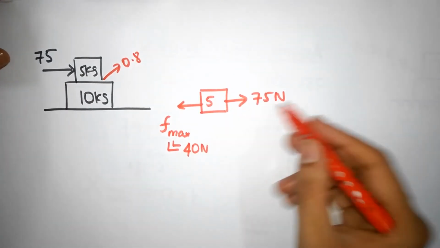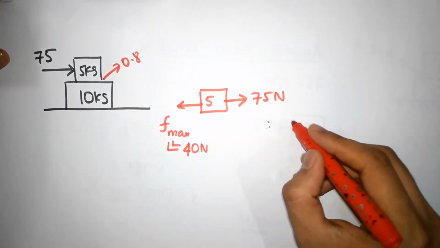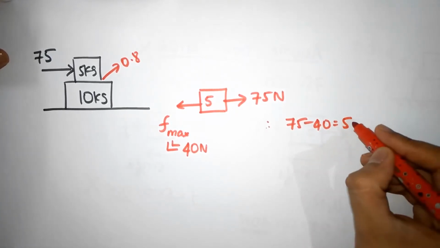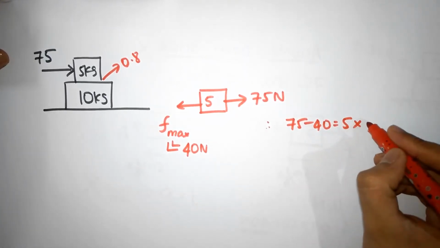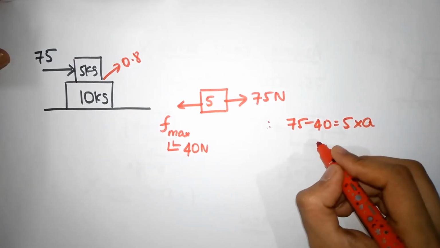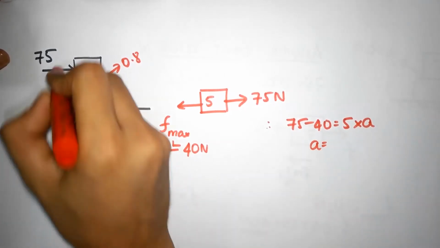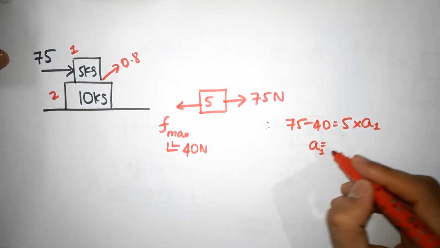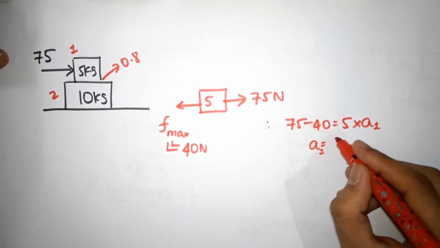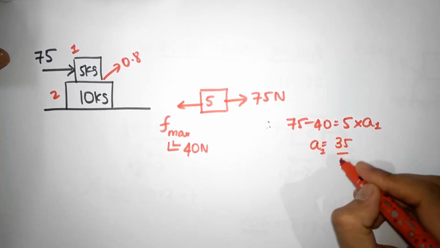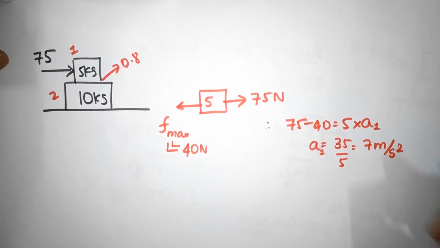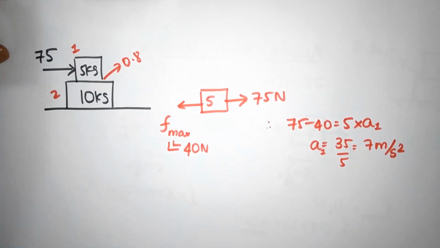Okay, so what's going to be the acceleration? Well, F equals ma. So 75 minus 40 is equal to m times a. And so the acceleration of this guy, I'm just going to call this block 1 and block 2. So acceleration of the first fellow is going to be 75 minus 40, that's 35 divided by 5, that's 7 meters per second squared. That's the acceleration this fellow is going to get.